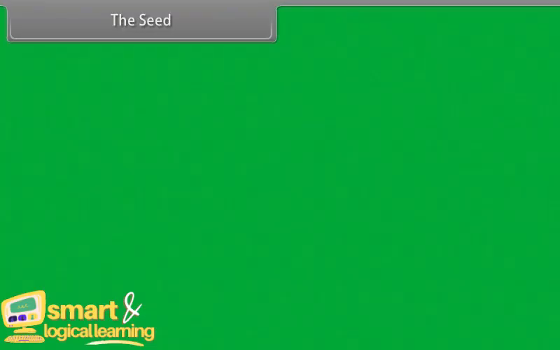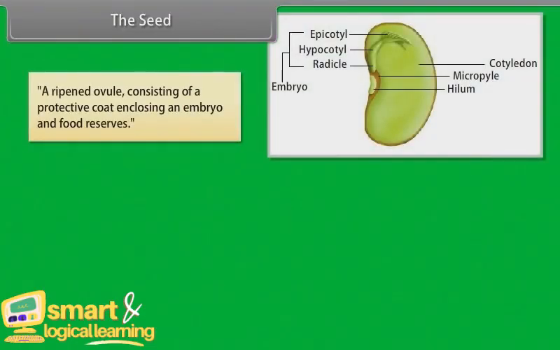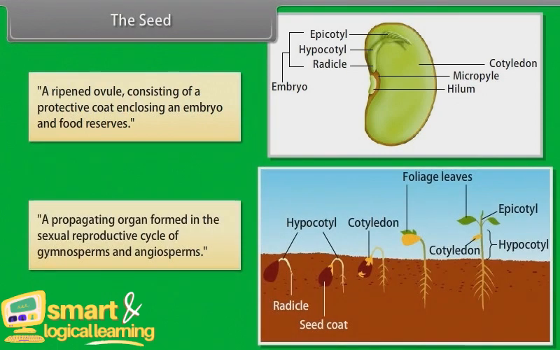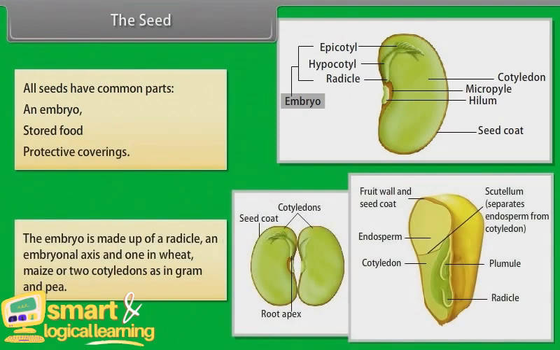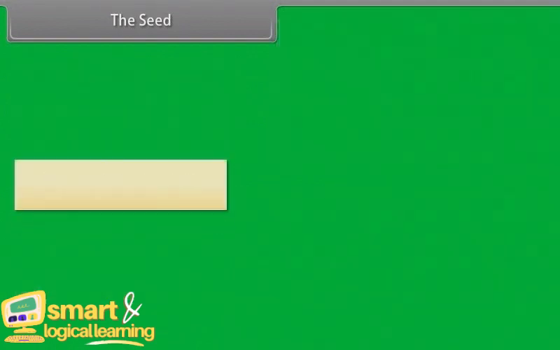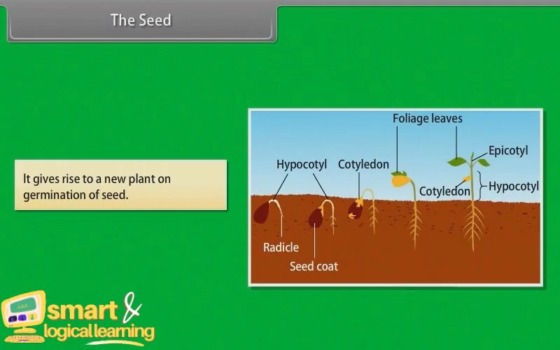The seed. A ripened ovule consisting of a protective coat enclosing an embryo and food reserves. A propagating organ formed in the sexual reproductive cycle of gymnosperms and angiosperms. All seeds have common parts: an embryo, stored food, and protective coverings. The embryo is made up of a radicle, an embryonal axis, and one cotyledon in wheat and maize, or two cotyledons as in gram and pea. It gives rise to a new plant on germination of seed.